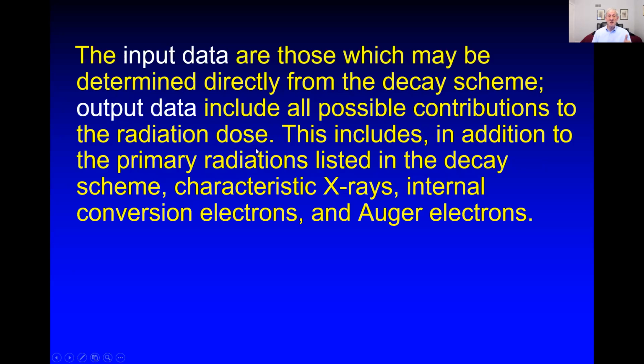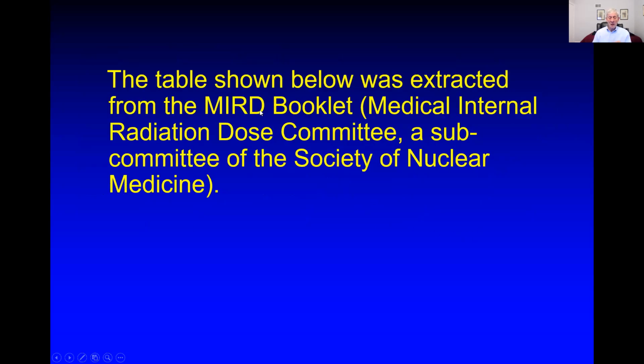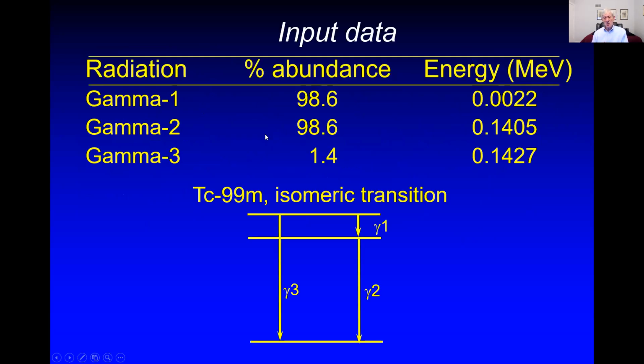And you're going to be amazed at how many of them are, even if the decay scheme is very simple, like that of technetium. Included in the output data will be things like all the different X-rays that are coming out and all the different electrons, internal conversion electrons, or ICEs, and Auger electrons. So let's take a look. There is a booklet called the MIRD booklet. MIRD is the Medical Internal Radiation Dose Committee. That's a part of the Society of Nuclear Medicine. And I took this chart from the MIRD book.